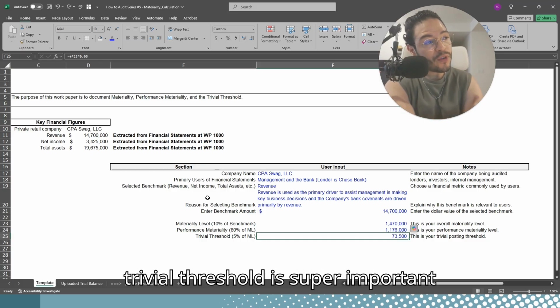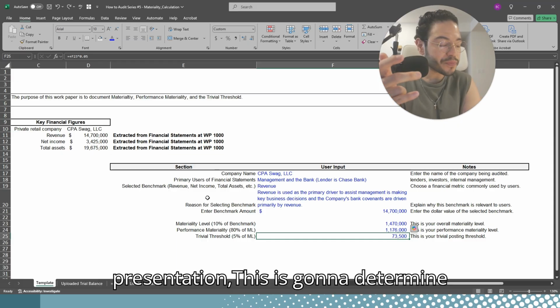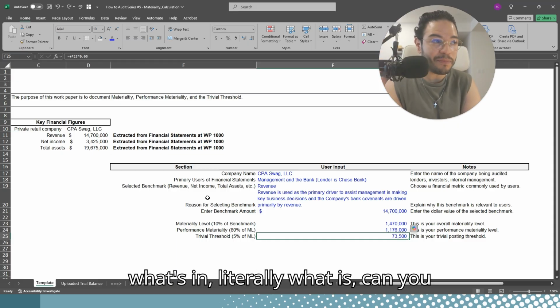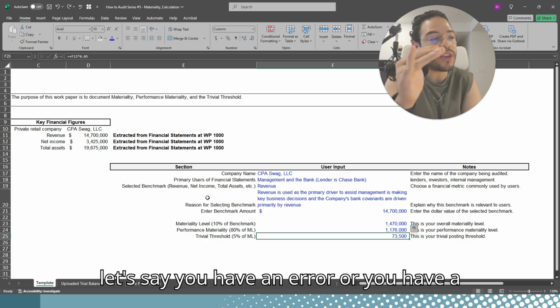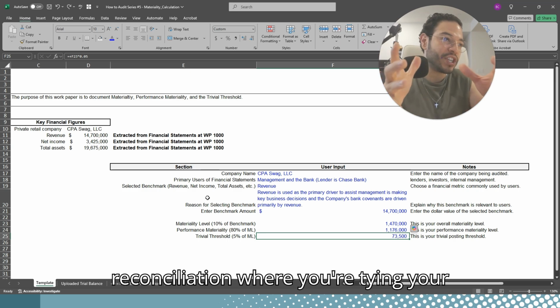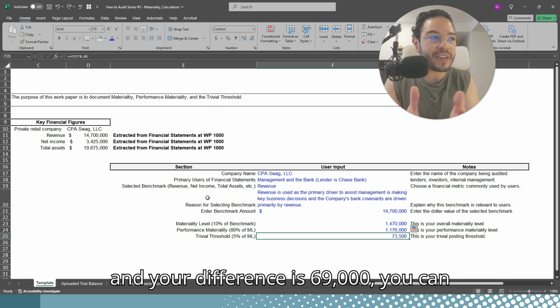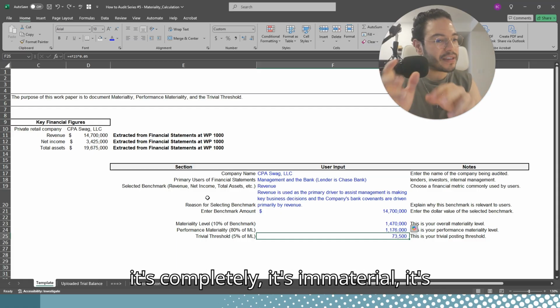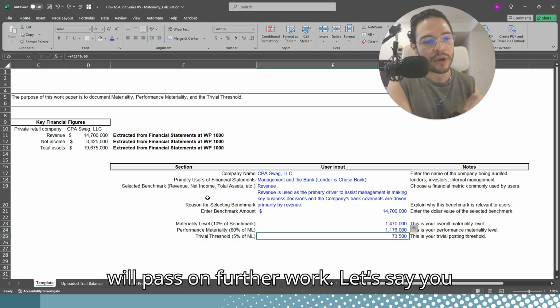So this trivial threshold is super important because, like we said during the presentation, this is going to determine what you can completely skip over. What can you completely forget about? Let's say you have an error or a reconciliation where you're tying your bank reconciliation to your trial balance and your difference is 69,000. You can say, hey, although I have a difference, it's immaterial. It's below my trivial threshold. The auditor will pass on further work.